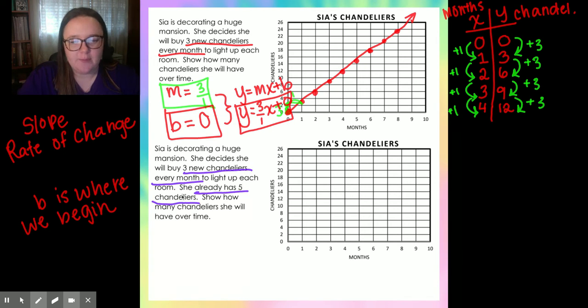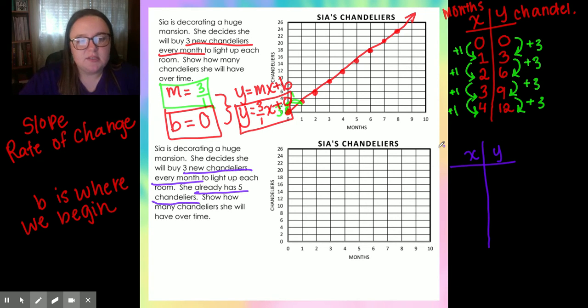Okay, I'll say that one more time. How is this, by already having five chandeliers, how is that going to change or affect our table and our graph and our equation here? How's it going to change it? Make that prediction. Get it in your mind, stick it there, right? Like on a sticky note, right in your mind. We're gonna come back to that in just a second to see if your prediction was correct. Okay, I'm gonna go through the process of this one again. I'm gonna build my table, my X's and my Y's.